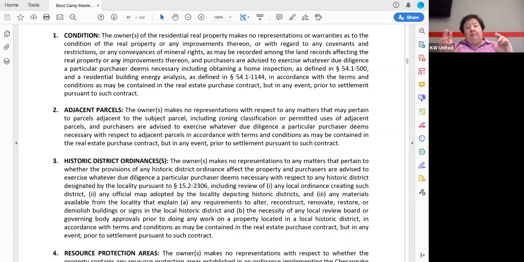So the first sentence basically says it all. The seller doesn't have to really tell you anything. It's a buyer beware state, okay? And you as agents, listing and selling both, you're obligated to disclose anything that you're made aware of, okay?